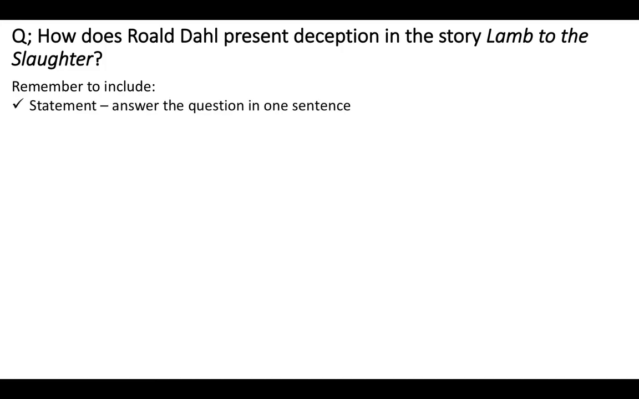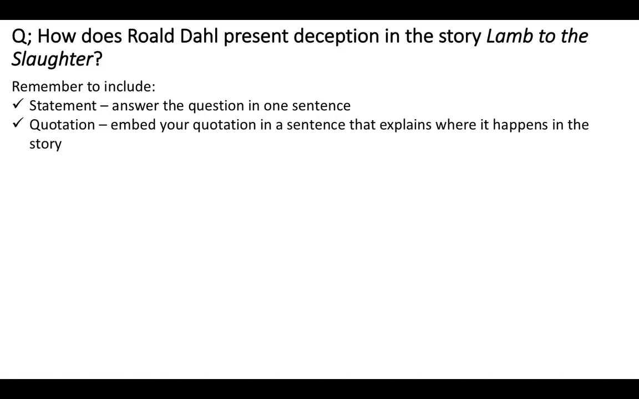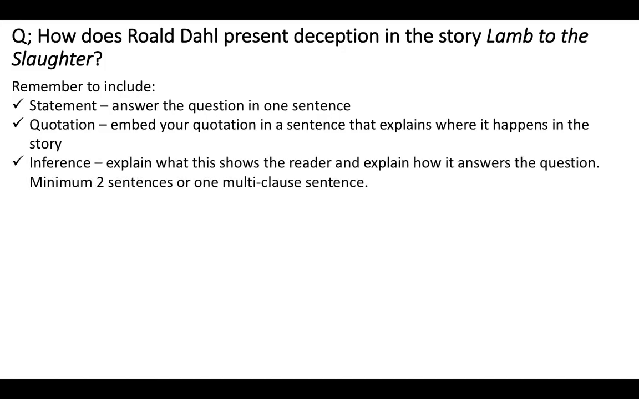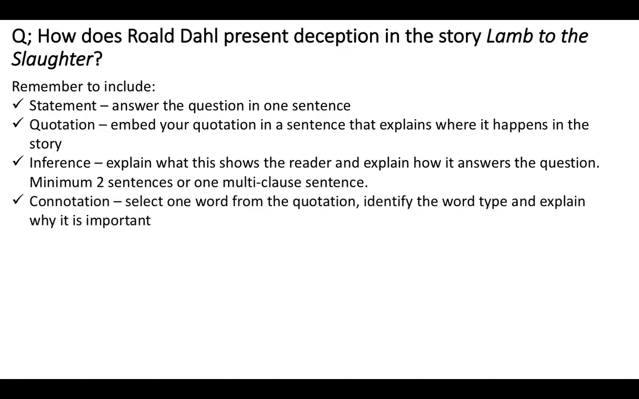We need a statement to answer the question in one sentence. We need a quotation where you embed your quotation in the sentence to explain where it happens in the story. You need an inference where you explain what this shows to the reader and how it answers the question, and remembering that for this bit you're doing a minimum of 2 sentences or one multi-clause sentence.